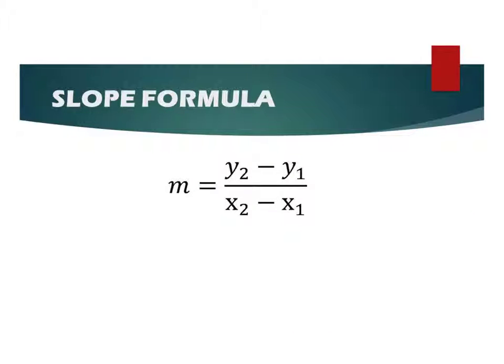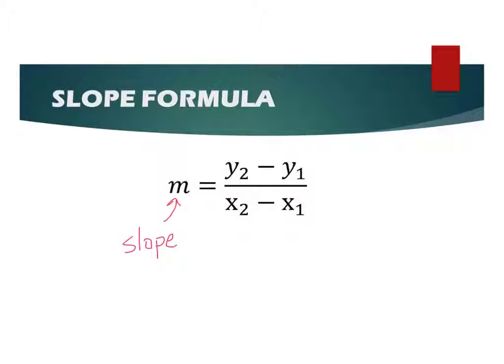The second way of calculating slope is called the slope formula. And here's the slope formula on your screen. Let me break down this formula for you. M is just the way that we refer to slope. So whenever you see M in a problem when we're dealing with linear equations, it's just slope. That's just what we call slope.